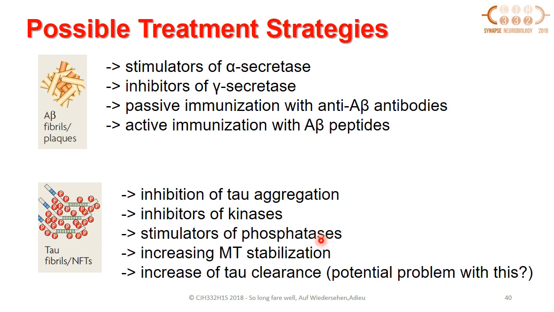We might actually work the other way. We might try to activate phosphatases to remove the different phosphate groups that might be impeding on them. And we might find different types of drugs to enhance microtubule stabilization, or we might find a way, very, very difficult and very challenging, to increase tau clearance.